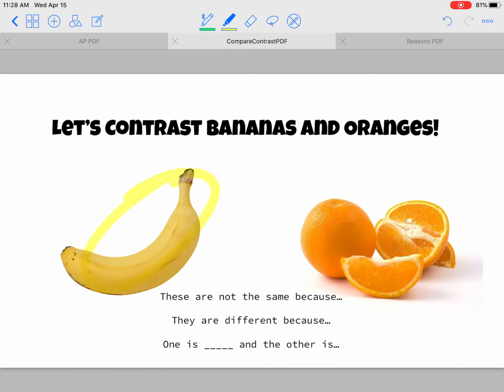So now we're going to use the same objects, a banana and an orange, and we're going to contrast these objects. And I've given you some more sentence starters at the bottom that you are free to use if you would like.